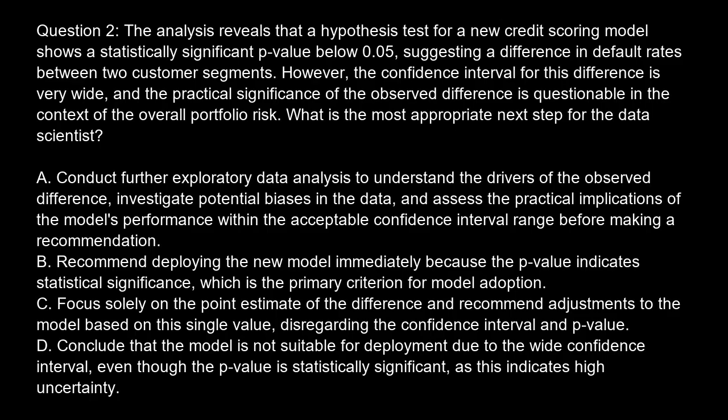Question 2. The analysis reveals that a hypothesis test for a new credit scoring model shows a statistically significant p-value below 0.05, suggesting a difference in default rates between two customer segments. However, the confidence interval for this difference is very wide, and the practical significance of the observed difference is questionable in the context of the overall portfolio risk. What is the most appropriate next step for the data scientist? Option A.